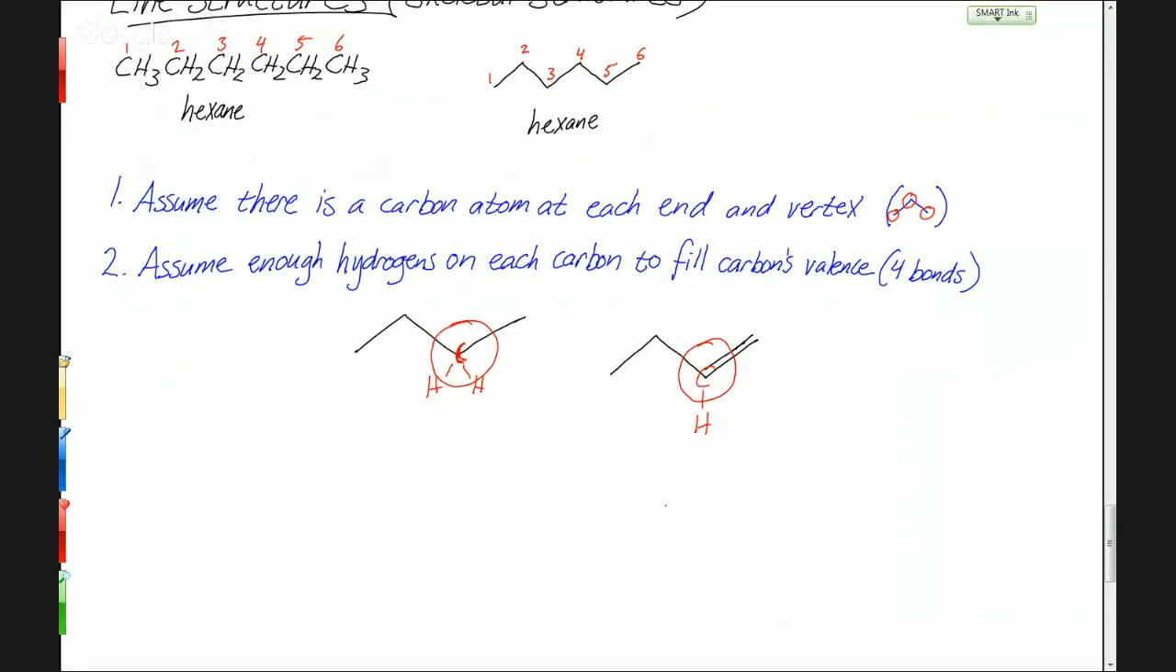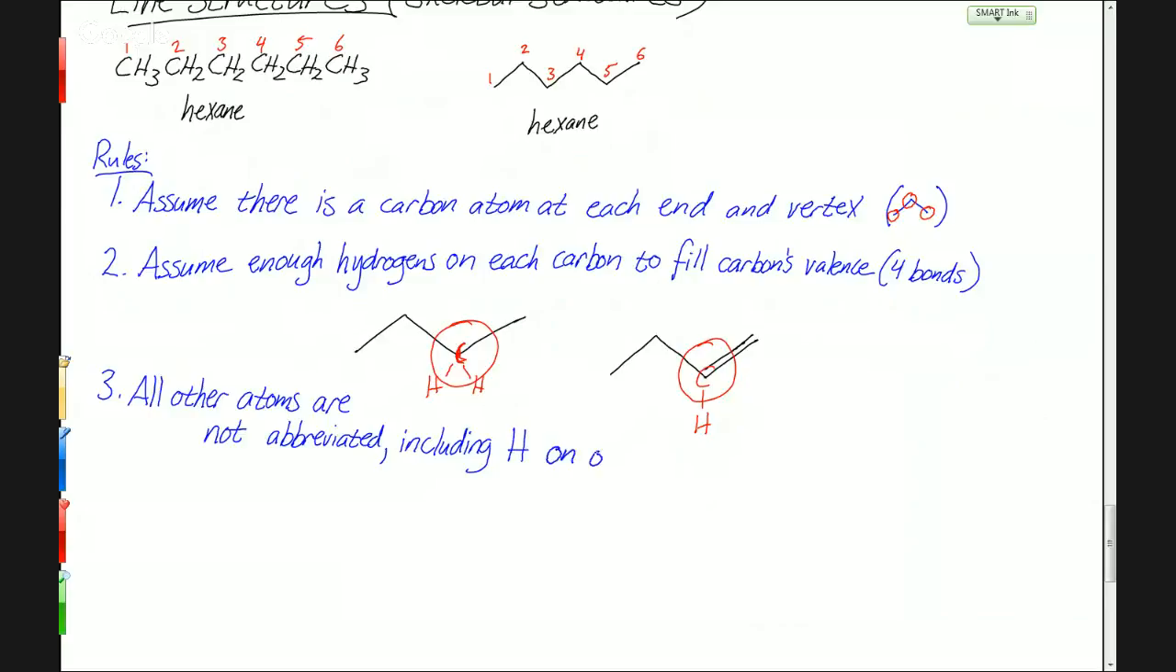And then the third rule of line structures is that all other atoms are not abbreviated. And this includes hydrogen on other atoms.